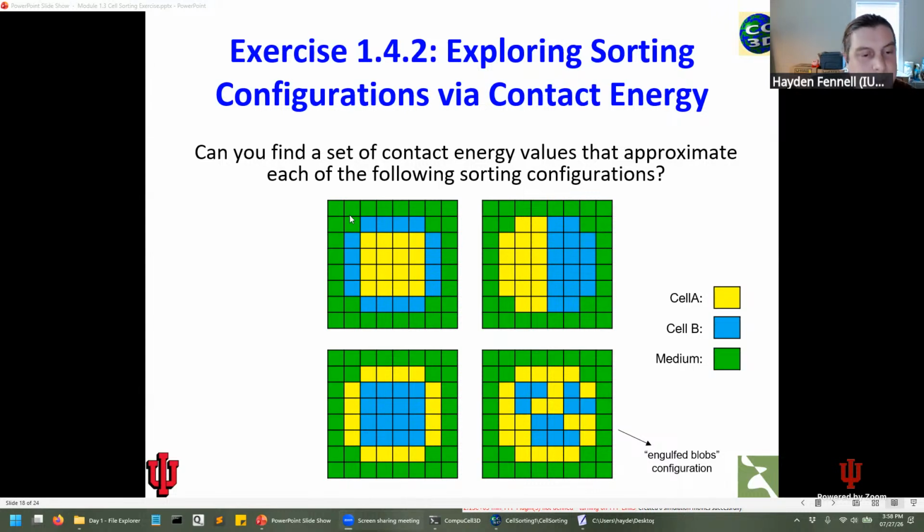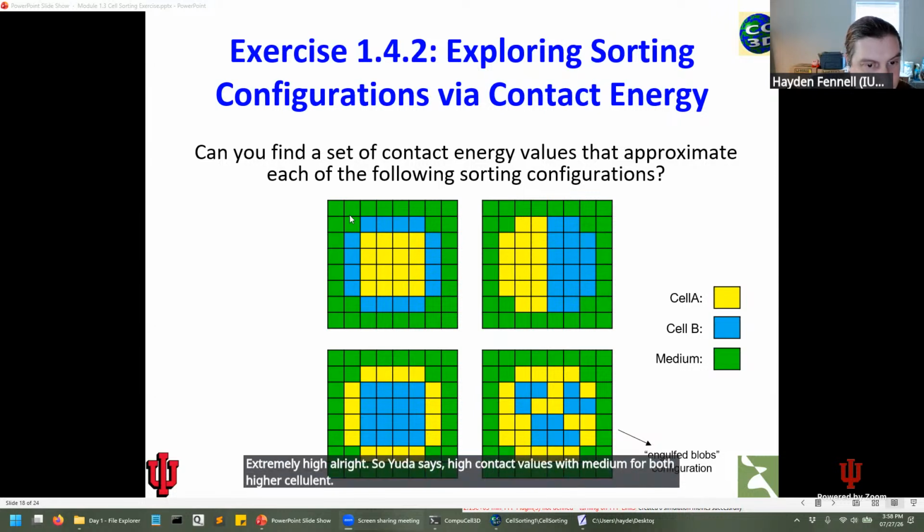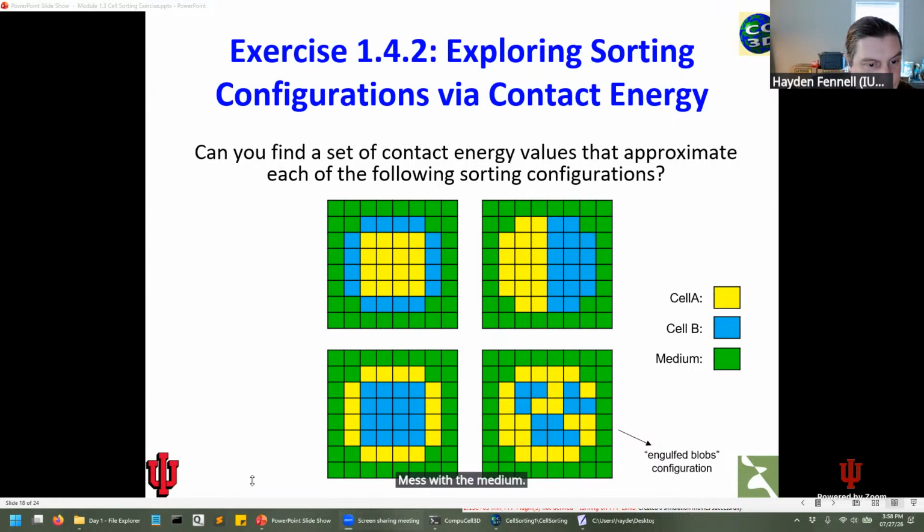Cells bunching up on the boundary. Extremely high. All right, so Yuta says high contact values with medium for both, higher for CellA. Yep. Mess with the medium to kill tiny blobs of one color inside the other.